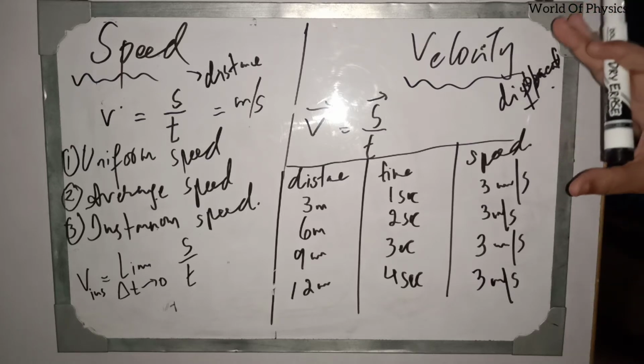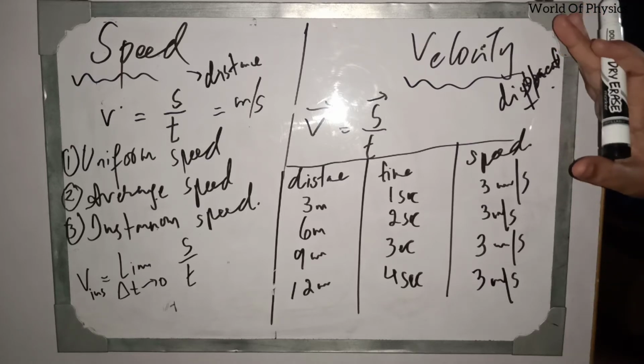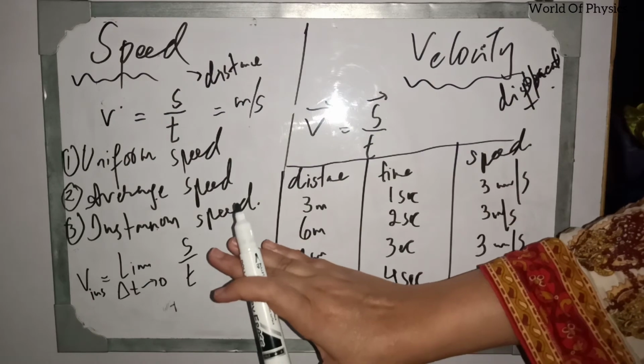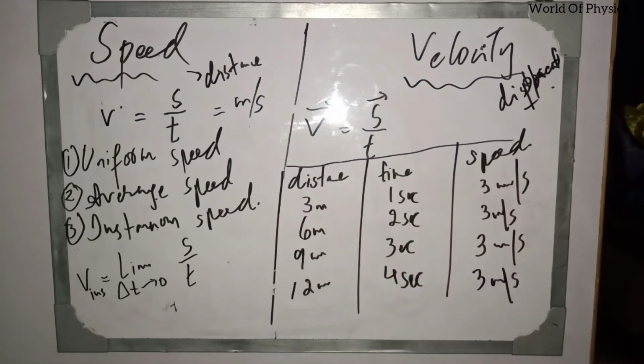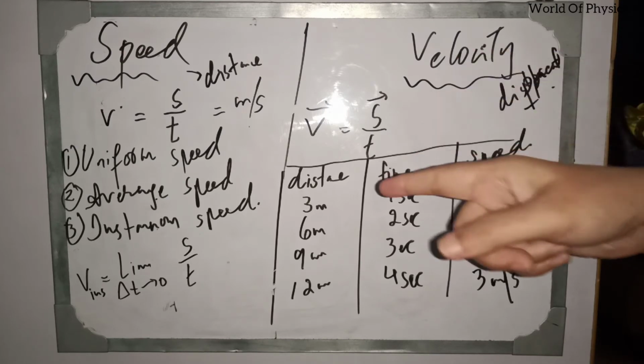Now I will define velocity with all these terms. First of all I will define uniform velocity, then I will define average velocity, then I will define instantaneous velocity.